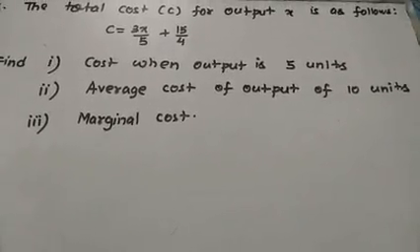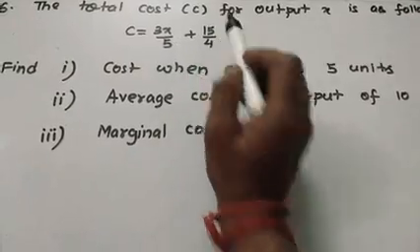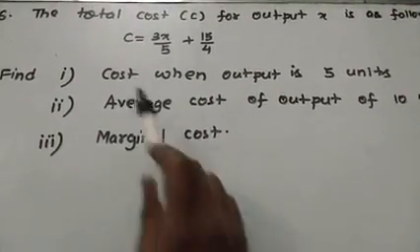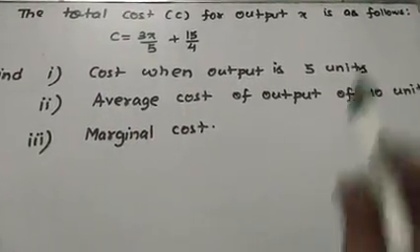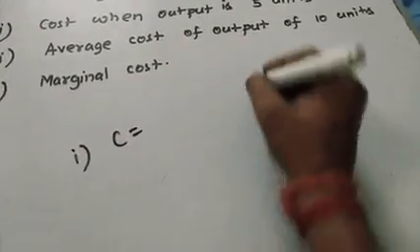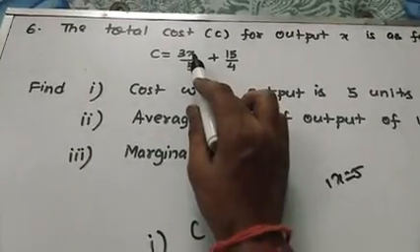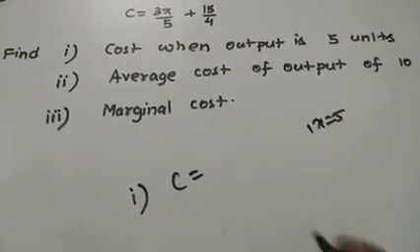The total cost for the output x is given to you: C equals 3x by 5 plus 15 by 4. First, what we have to find? Cost when output is 5. That means first we have to find the value of C by putting x equals 5. In place of x, you will put 5 and find the cost.